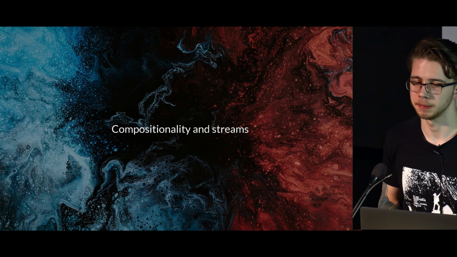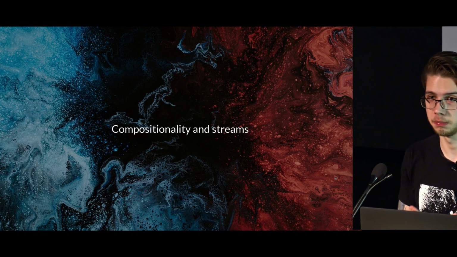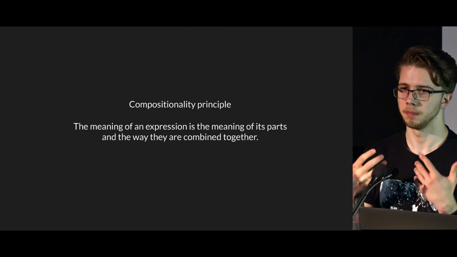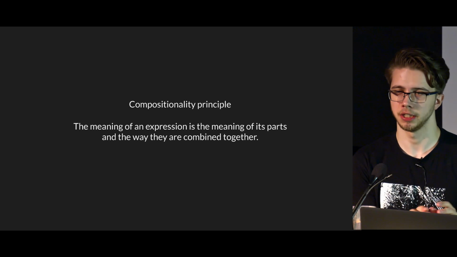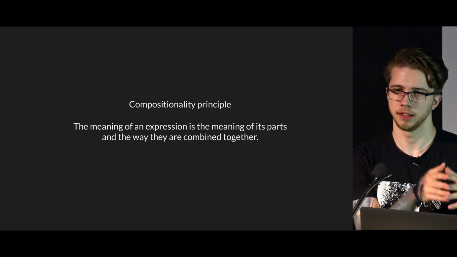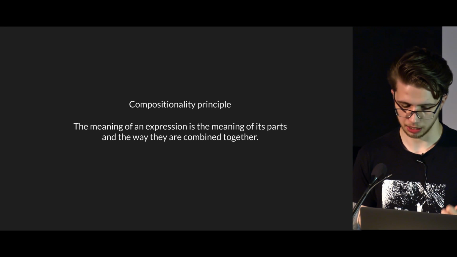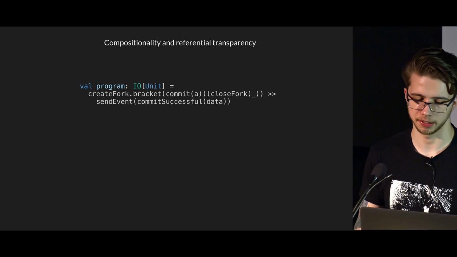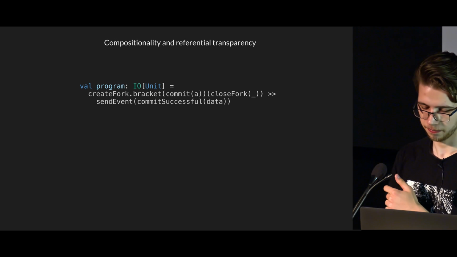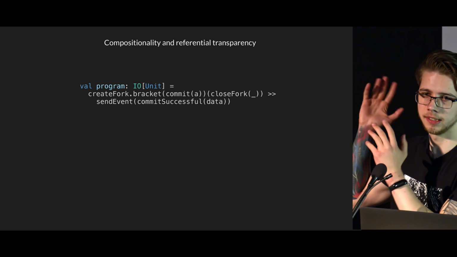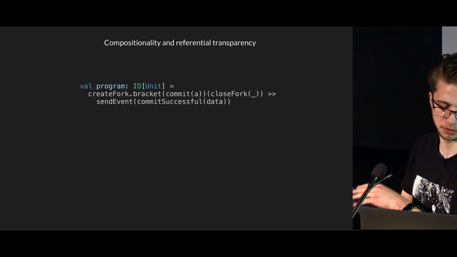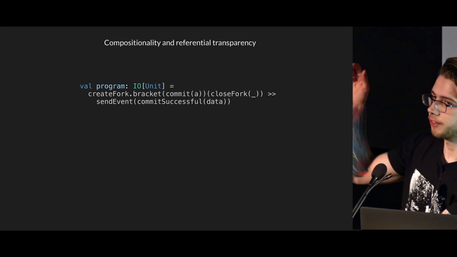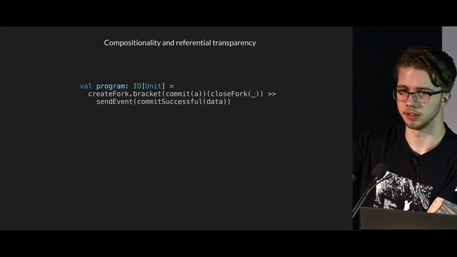So, the compositionality aspect of it. What I mean by compositionality is if we can understand an expression by understanding its parts and the way they are composed together, then that expression is compositional. And what this means in the context of I/O, for example, and referential transparency, is that this is a program that, like in this example, doesn't have anything to do with bracket or forks or commits at all. We just have two actions in general in this example.